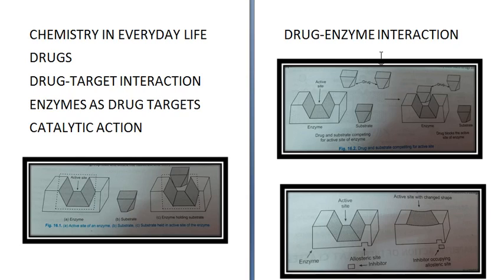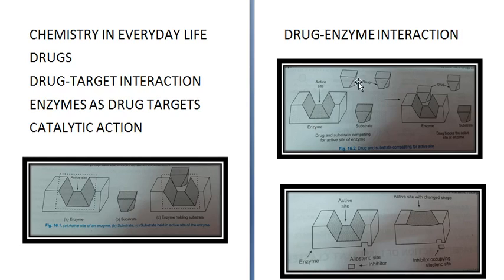Next is drug enzyme interaction. Drugs inhibit the attachment of substrate on active sites of enzyme in two different ways. The first is that drugs compete with the natural substrate for their attachment on the active site of enzymes. Such drugs are called competitive inhibitors.